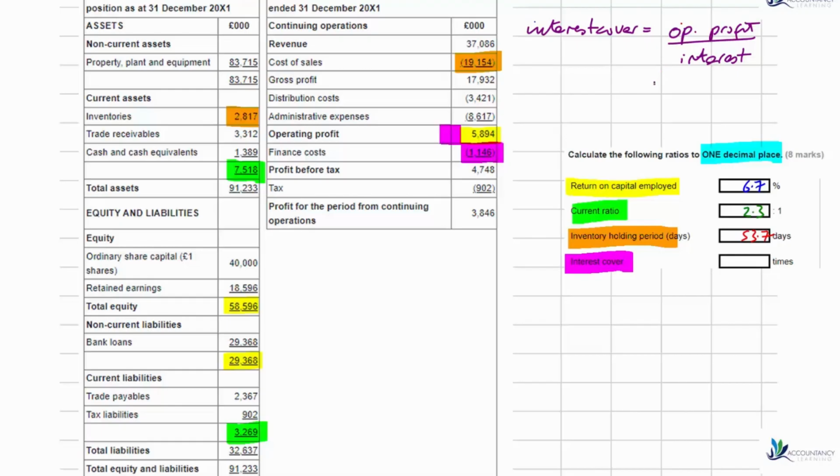So our operating profit, we have 5894. We're dividing by our interest, and that tells us that we have 5.1 times profit to be able to cover our interest, which is good.